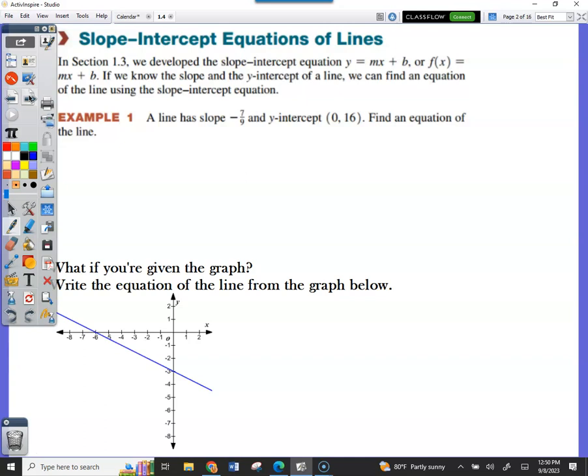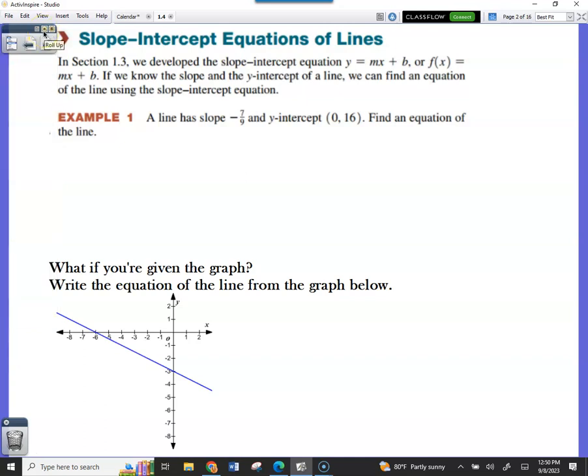They're telling us to write the equation of a line that has a slope of -7/9 and a y-intercept of 0.16. We have multiple options here. You could do point-slope formula, or you could do slope-intercept form. For right now, let's do slope-intercept form so you can see how you would do it using that equation.